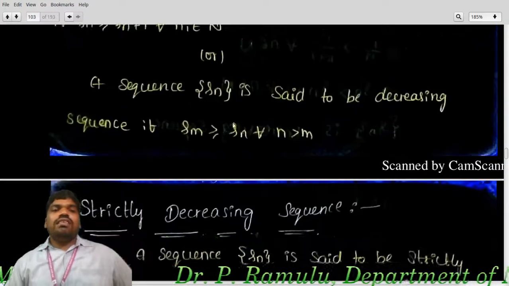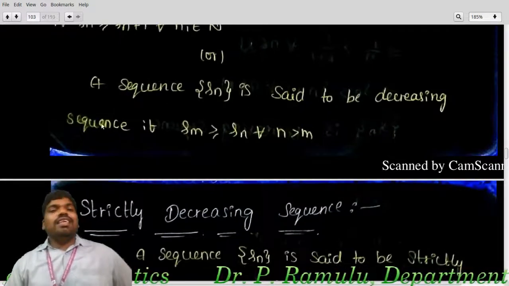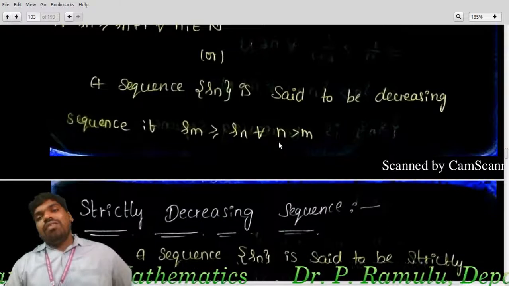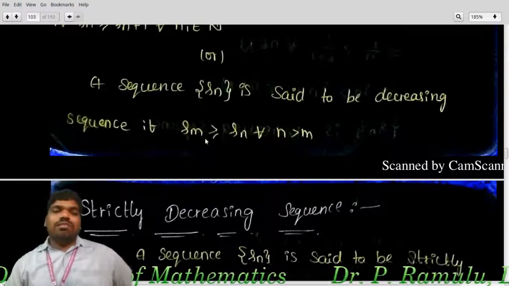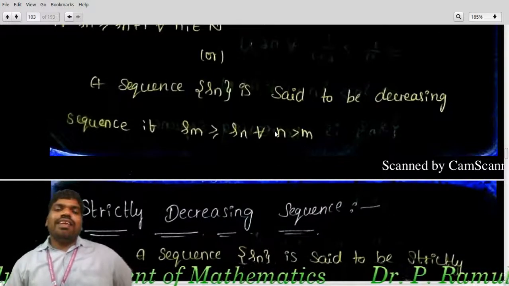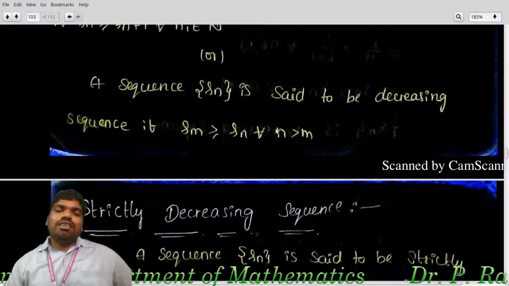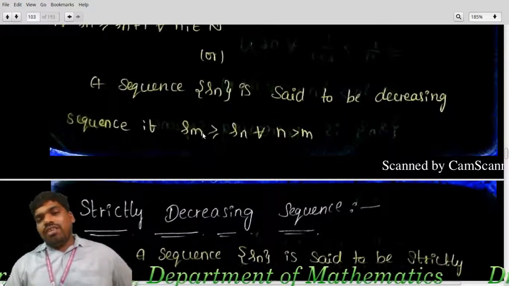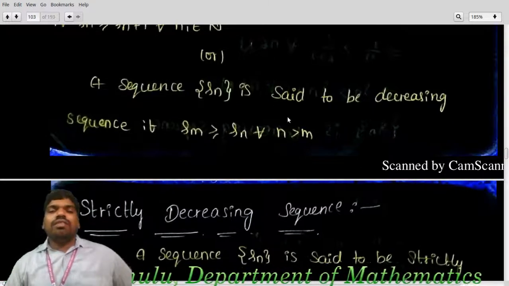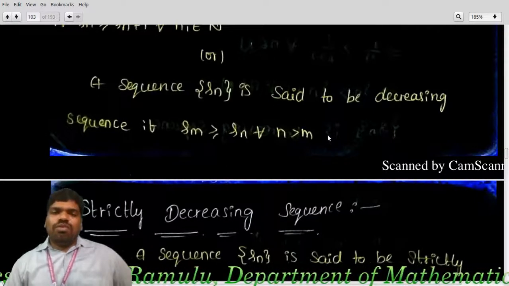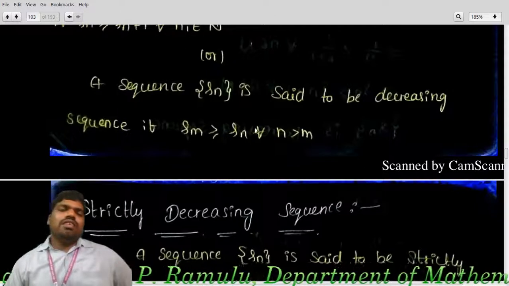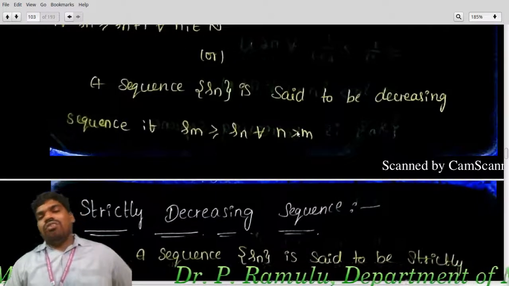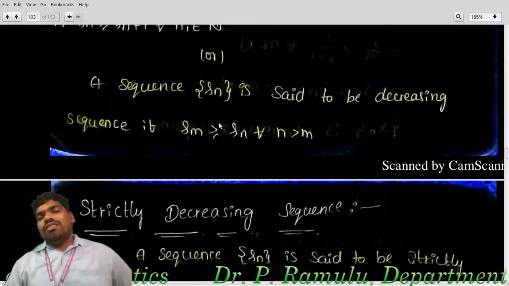Or a sequence Sn is said to be a decreasing sequence if Sm is greater than or equal to Sn for all n greater than m. Here this cannot be changed. Earlier it was Sm less than or equal to Sn. Now Sm greater than or equal to Sn for n greater than m. This cannot be changed. Many times you make a mistake here, writing Sm greater than or equal to Sn and also m is less than n. It is not correct like this. Only the inequality changes.